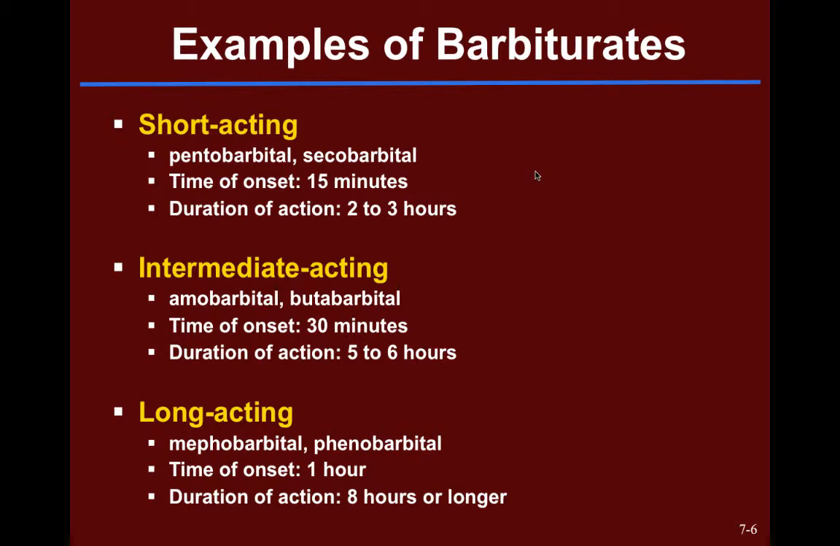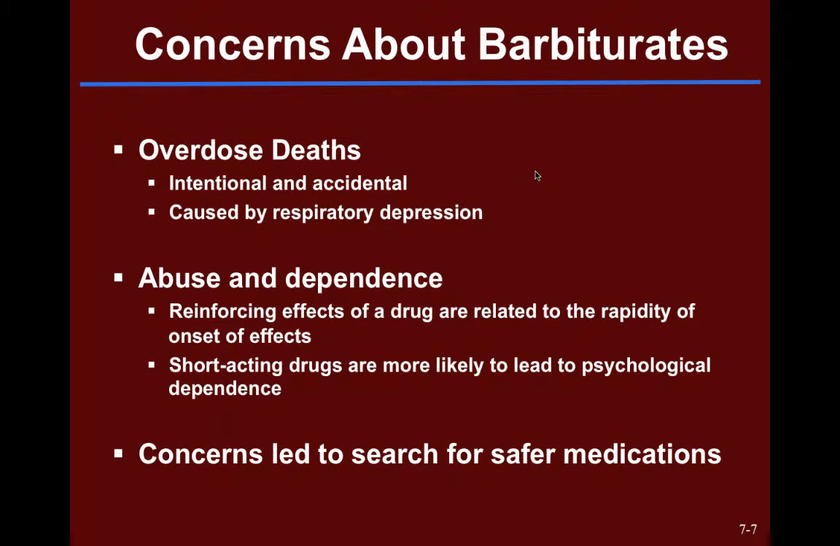Now, we do have some concerns about the use of barbiturates, and these included overdose deaths, both intentional and accidental, so used for suicide, and then accidental deaths from overdose after barbiturate use. Basically the way this works is that the central nervous system becomes so depressed that the body no longer breathes involuntarily. So respiratory depression: the systems just get slowed down to the point where death occurs because the body is no longer breathing.